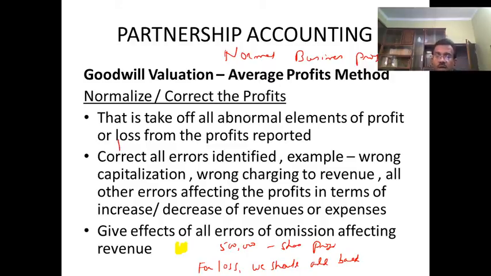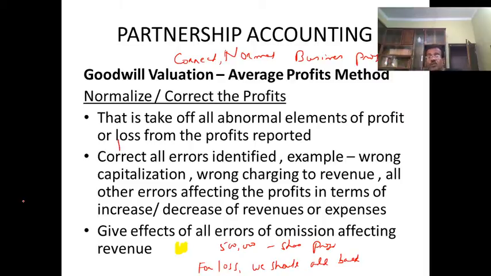So, before normal, we can also word this as correct. If your profit and loss is all jeopardized and there are so many mistakes over there, it will not be fair for you to compute the goodwill valuation directly like that. You must look at your situation and see whether there are some errors already there.